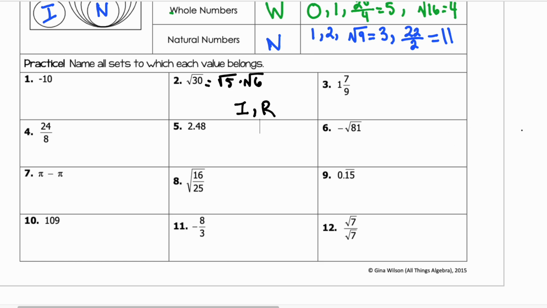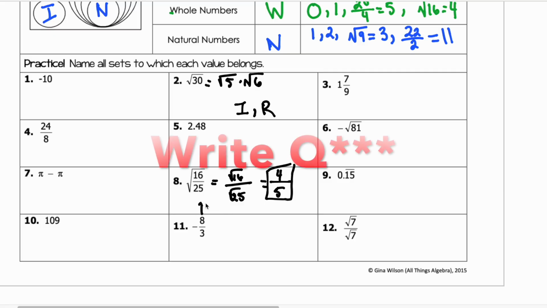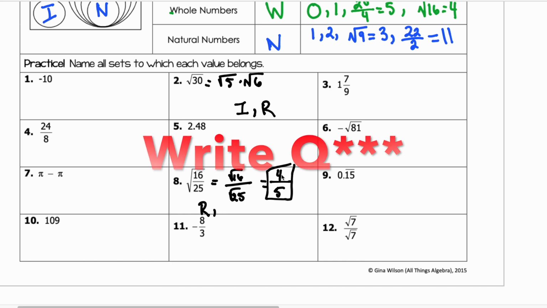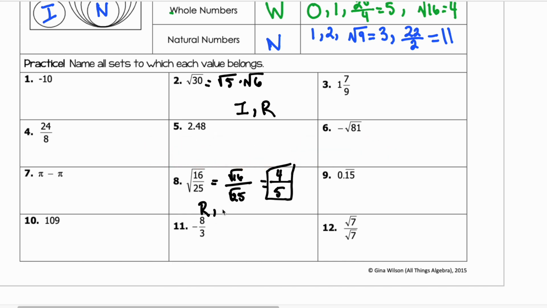All right, so let's look at another one that kind of throws some of you guys off. We have the square root of 16 over 25. So we would actually simplify this. So this would be the square root of 16 over the square root of 25. But we know the square root of 16 reduces to 4, and the square root of 25 reduces to 5. So this actually makes sense. This is a rational number. So I would write R, and it is also a fraction, which is also Q. So the fraction is our rational number, and R is for our real number.